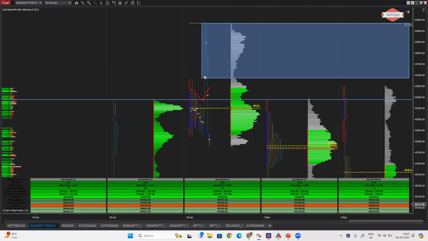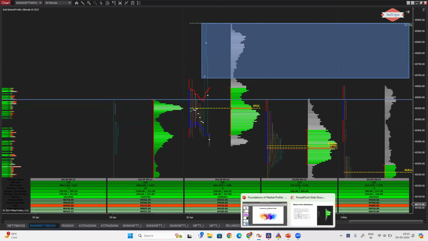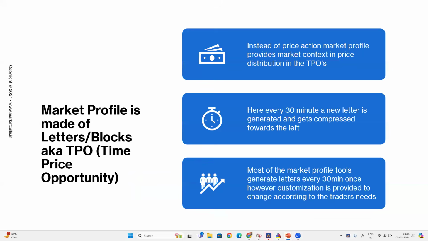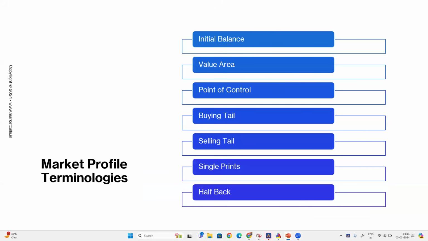So if you see the very basics of market profile, let me go through the basics of market profile again. So we learned what we can do with market profile. I showed you a couple of basic ideas about what market profile is capable of. So here are some of the market profile terminologies: initial balance, value area, point of control, buying tail, selling tail, and single prints, halfback. A lot of terminologies, right?